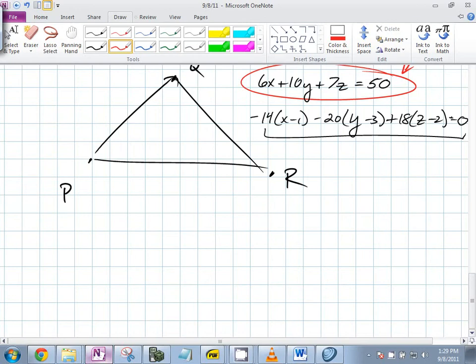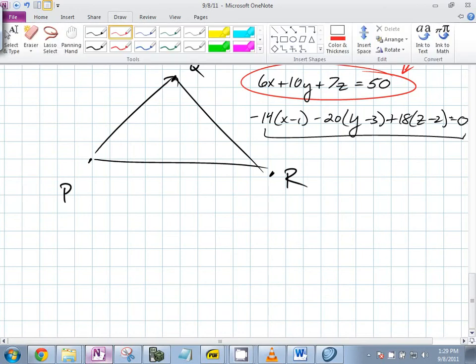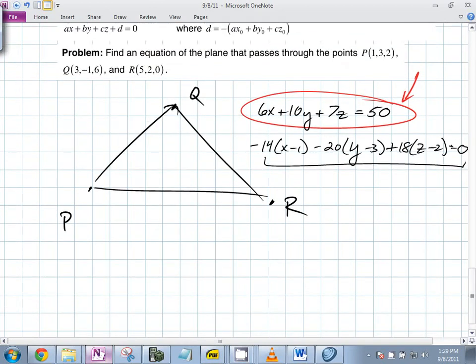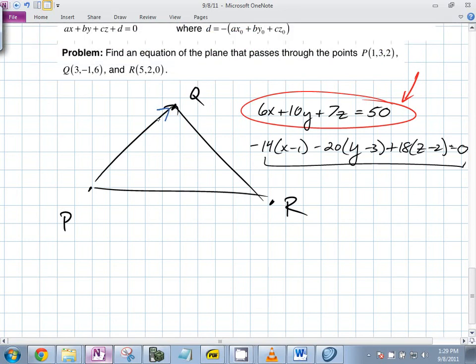Which ones did you do, Josh? Which two vectors? The vectors I used were 2, -4, 4. No, give me the points. P to Q or Q to R? I didn't write them down, but I did P to Q and Q to R, I believe. P to Q is actually what I would choose. I like starting with P because I think that does it more in the book.